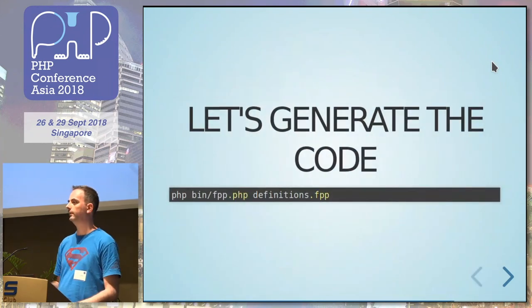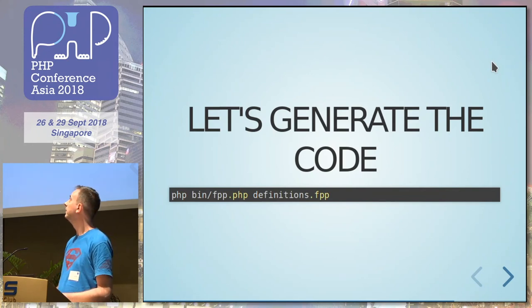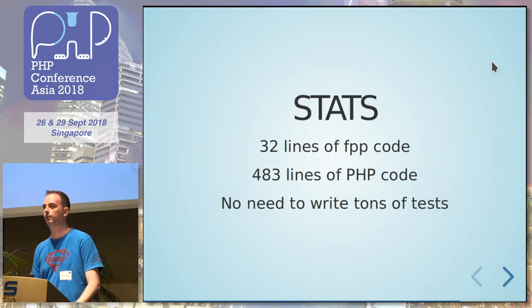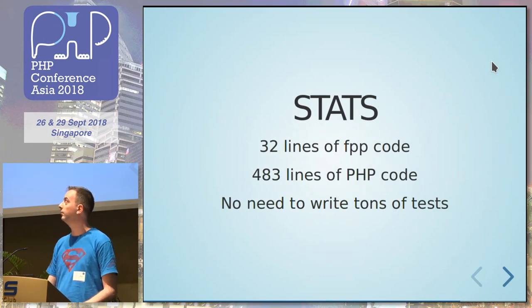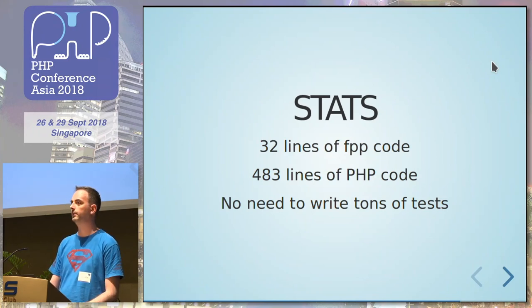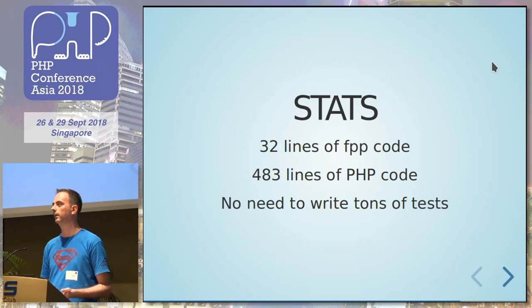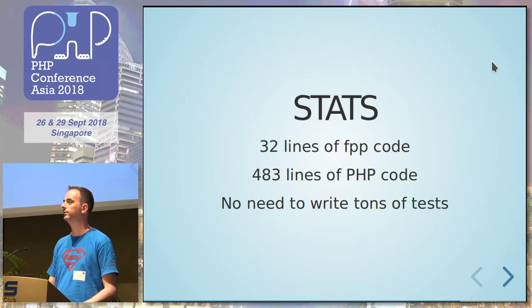So you can generate this code very simply with the FPP script. You can give it the definitions file, or you can give a complete directory where it should scan for FPP files. And these are the stats for the FPP code that I just showed you. That's only a couple of lines of FPP, but a huge amount of lines of PHP. I couldn't even put the generated PHP code onto the slides because it's just too much to show you. But you see the big difference.